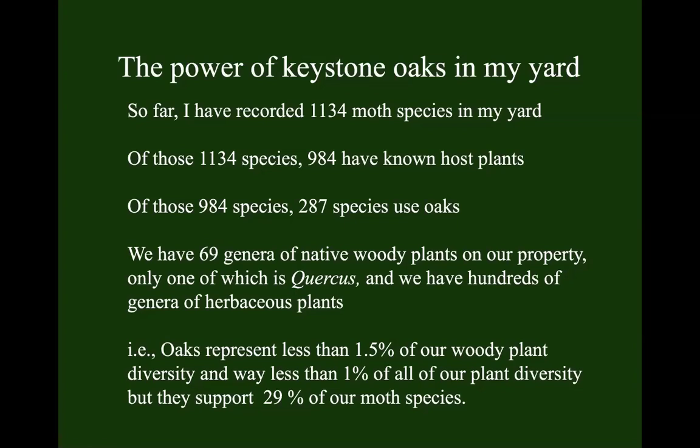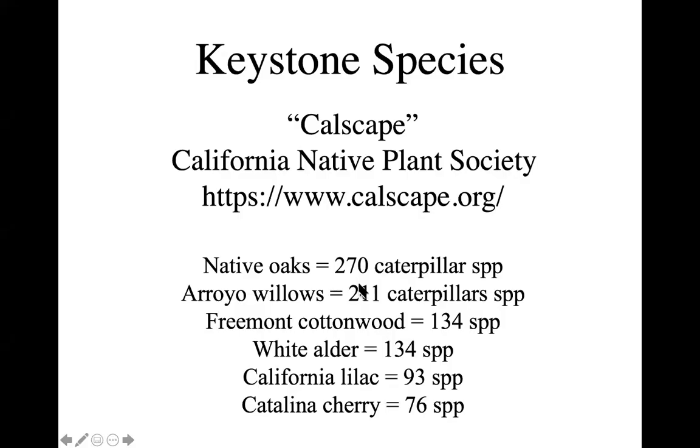And we've got hundreds of genera of herbaceous plants. So oaks represent less than 1.5% of our woody plant diversity and way less than 1% of our total plant diversity, but they're supporting 29% of our moth species diversity. And who knows what percentage of the birds that breed here depend on the caterpillars that are produced by oaks. That's the role of a keystone plant. If you take it out of your local ecosystem, it really clobbers that food web.